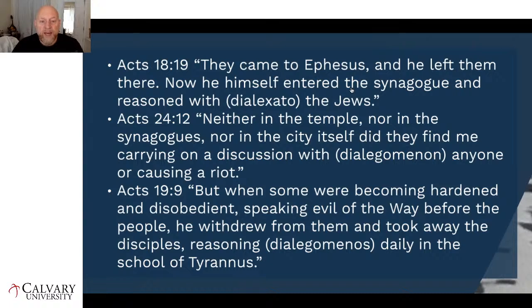Acts 24:12, neither in the temple nor in the synagogues nor in the city itself did they find me carrying on a discussion with anyone or causing a riot. Acts 19:9, but when some were becoming hardened and disobedient, speaking evil of the way before the people, he withdrew from them and took away the disciples, reasoning daily in the school of Tyrannus.